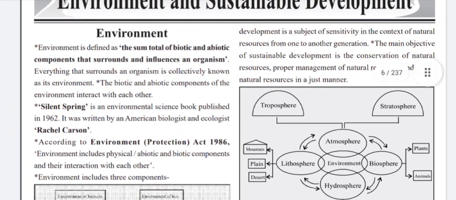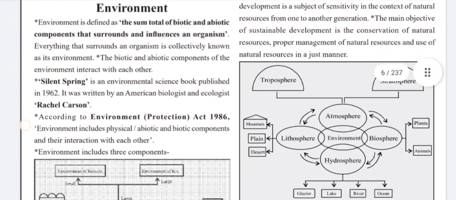Environment. Environment is defined as the sum total of biotic and abiotic components that surround and influence an organism. Everything that surrounds an organism is collectively known as its environment. The biotic and abiotic components of the environment interact with each other.